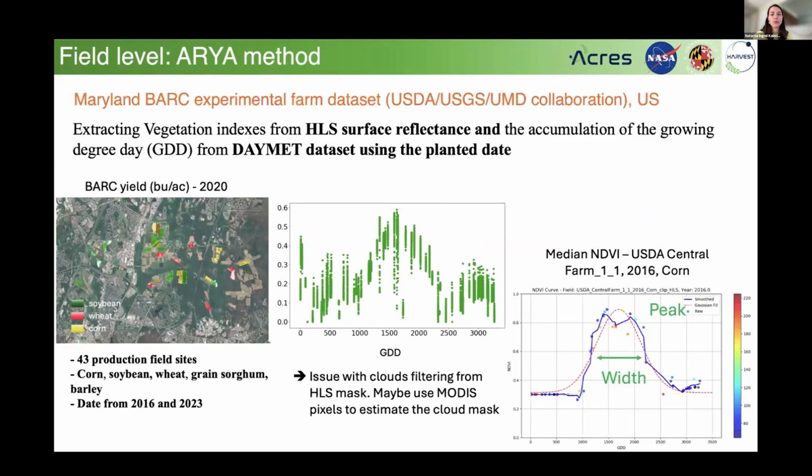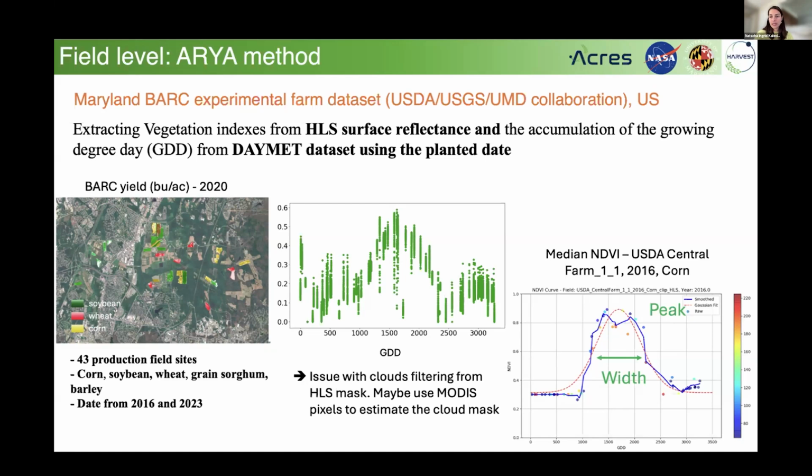a short project with the USDA and the USGS over an experimental farm in Maryland, very close to where we are now. They have around 33 fields in production with different kinds of crops: corn, soybean, wheat, grain, from 2016 to 2023. So you can see the distribution of these crops.